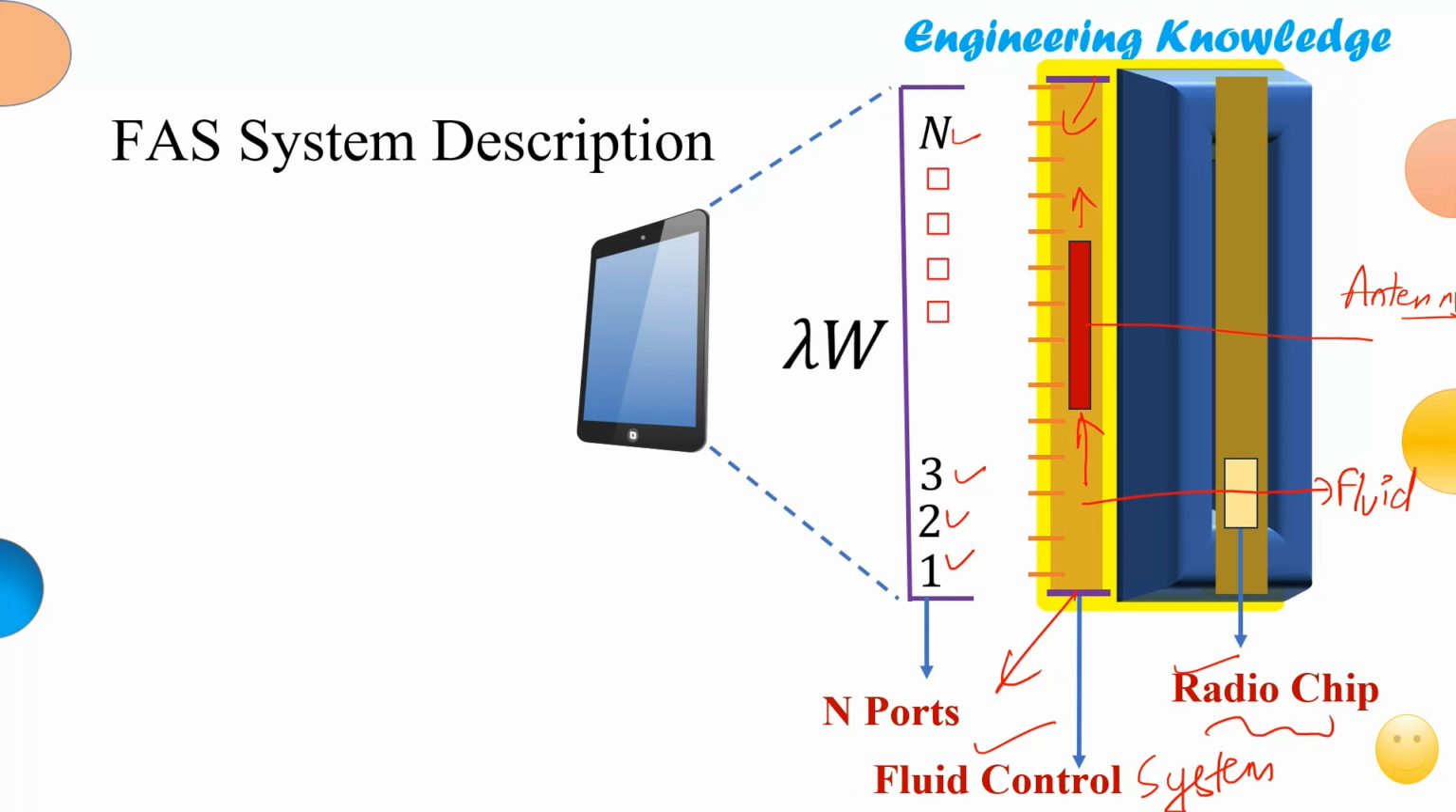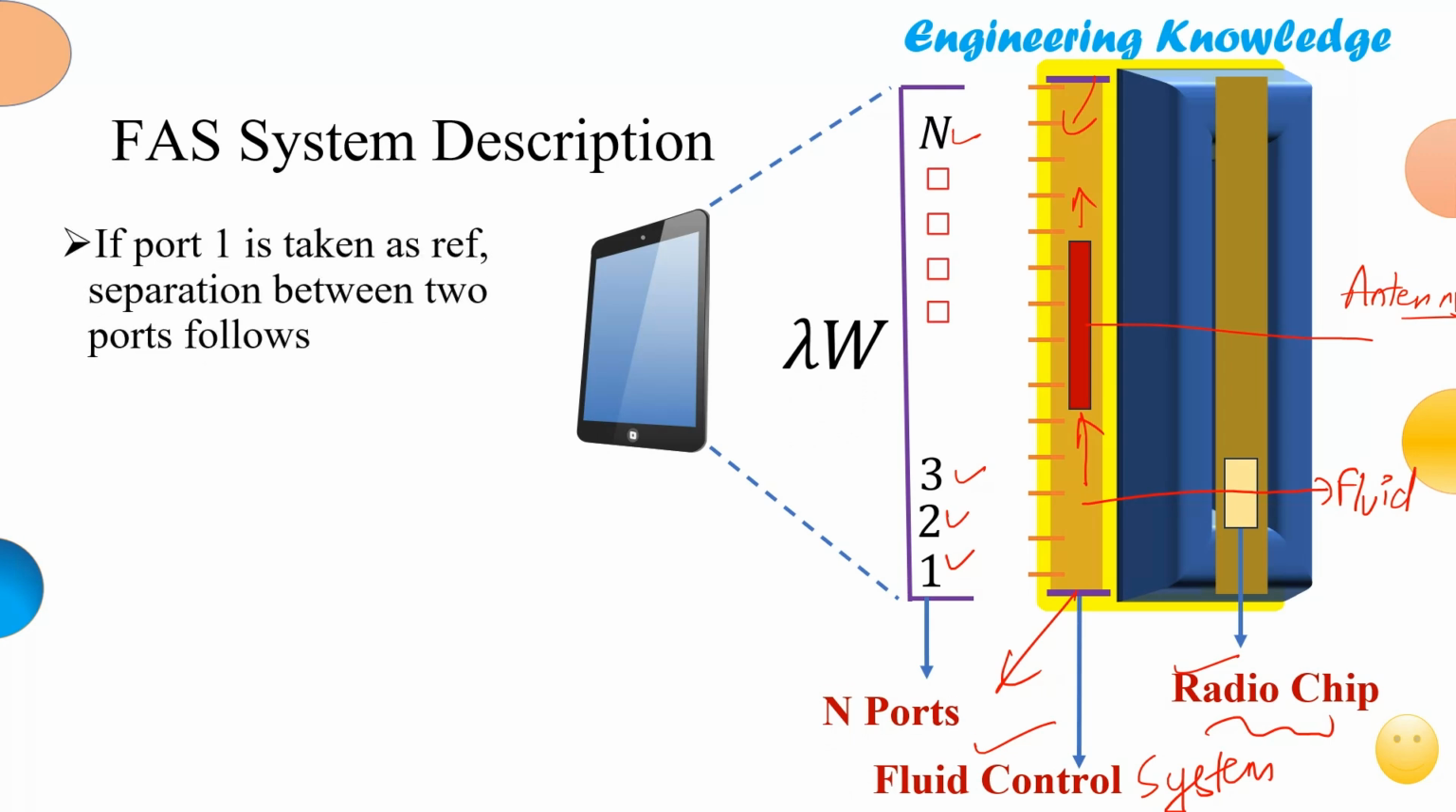And the complete distance is defined to be lambda into W. This is the linear space in which the antenna moves, where lambda is of course the wavelength at the frequency, and W is the linear dimension. If there are N ports and we take the first port to be the reference, then the separation between any two ports is (k minus 1) upon (N minus 1) into W lambda. Which means if there is going to be a kth port and I take the first port to be the reference, then the difference between any two ports, if the kth port is there, this is my delta, right?